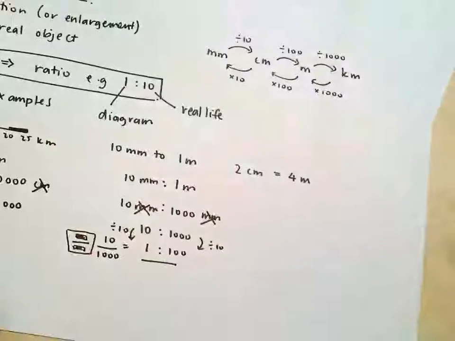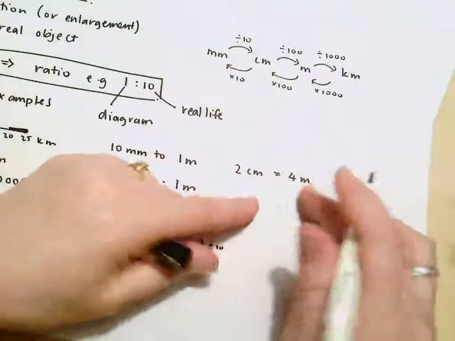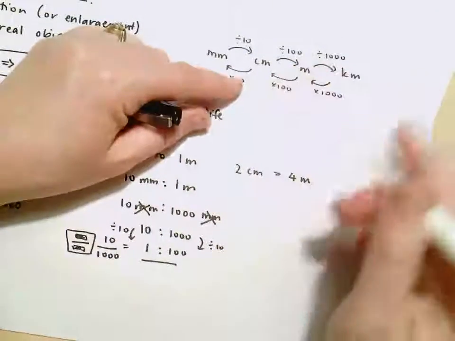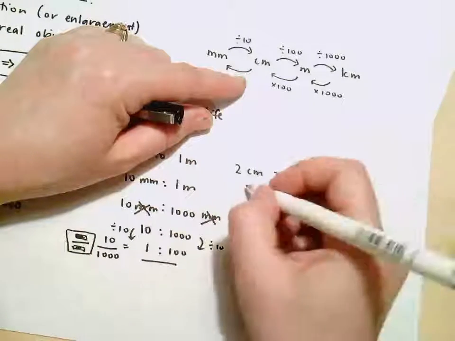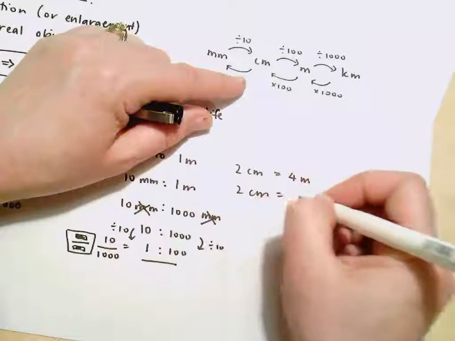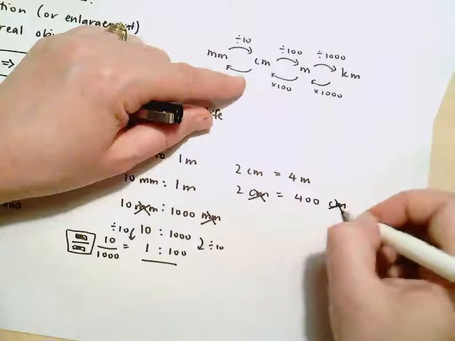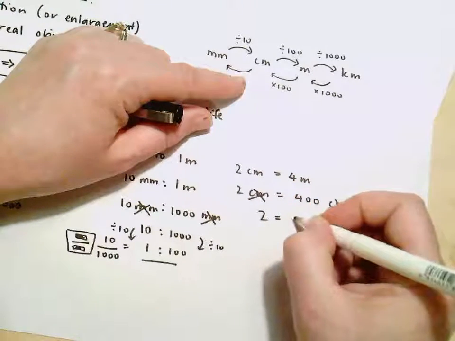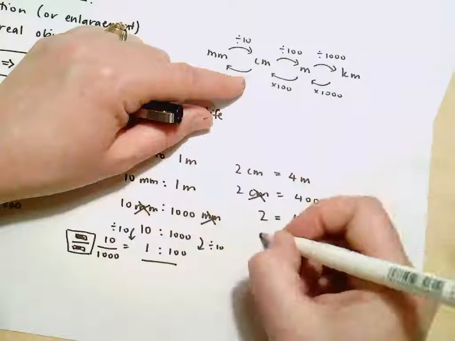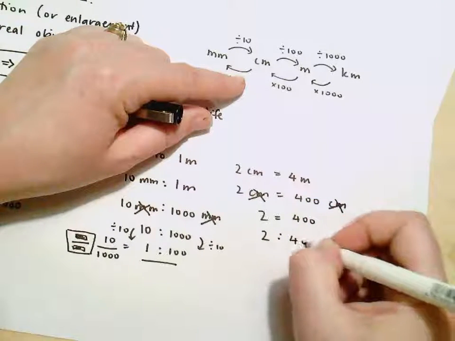The last one over here, 2 centimetres is to 4 metres. Again, different units. I need to turn my metres into centimetres by timesing by 100. So I'd get 2 centimetres equals 400 centimetres. I get rid of my units. Get 2 is to 400. I should write this as 2 is to 400 so that makes some sense.